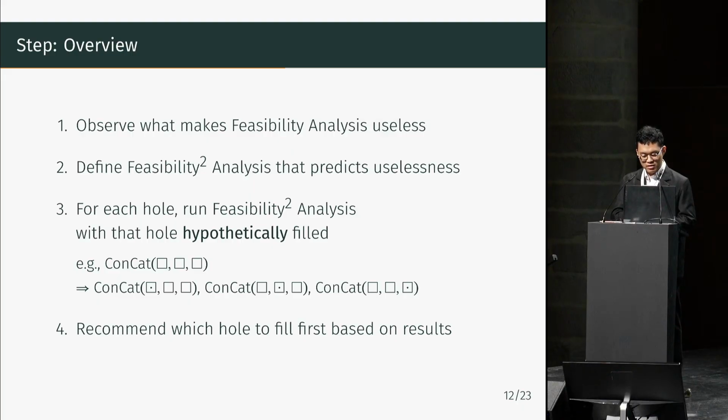How can we do that? Yeah, for each hole, run feasibility square analysis with that hole hypothetically filled. In this concat example, 3 candidates will be there. Yeah, we run for each, and the results are ranked 1 to 3. So we see the ranks and recommend which hole to fill first based on the results.